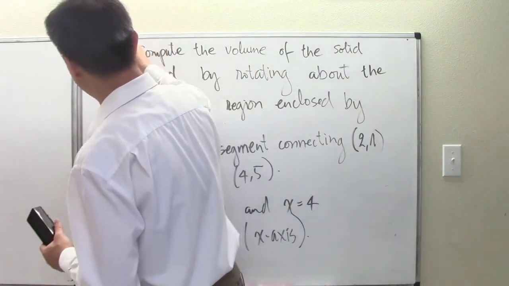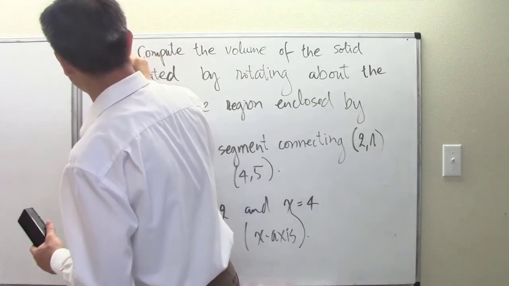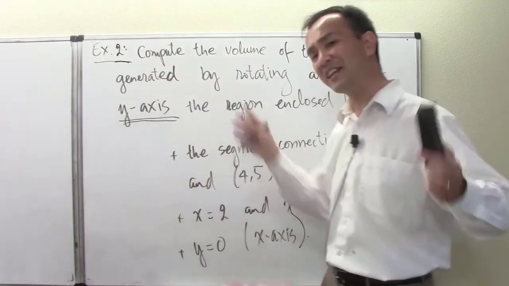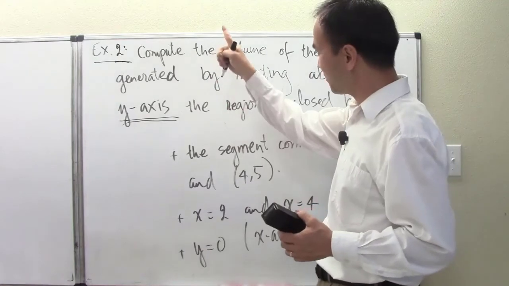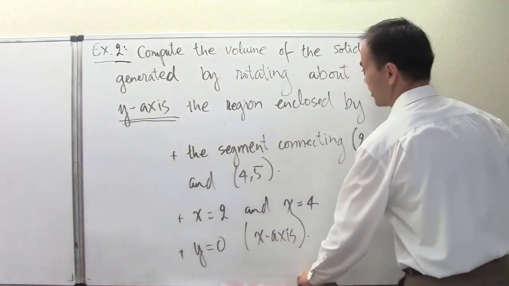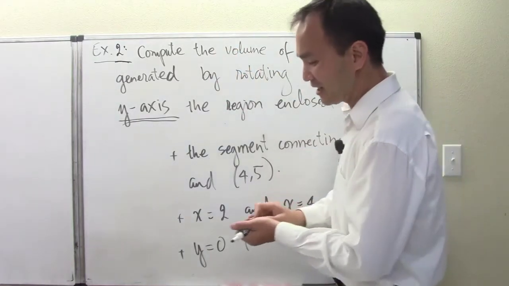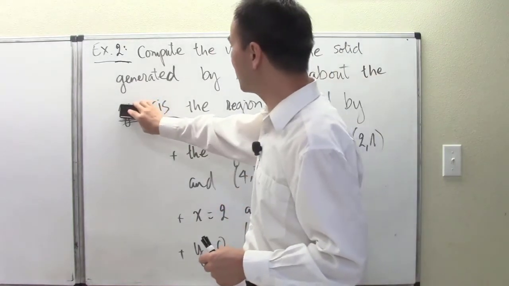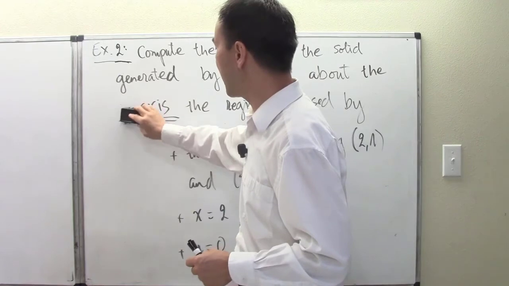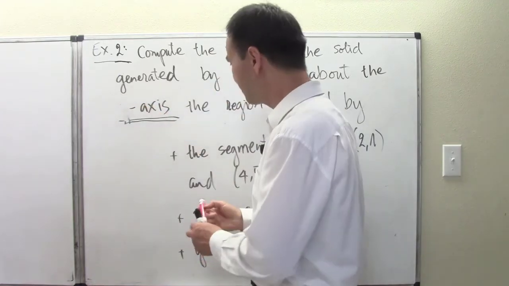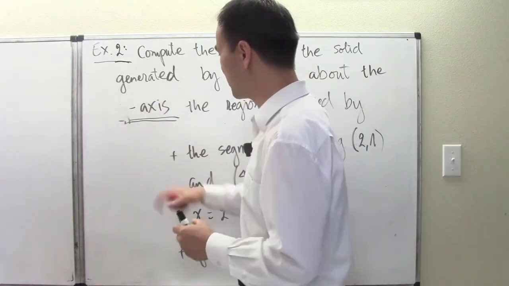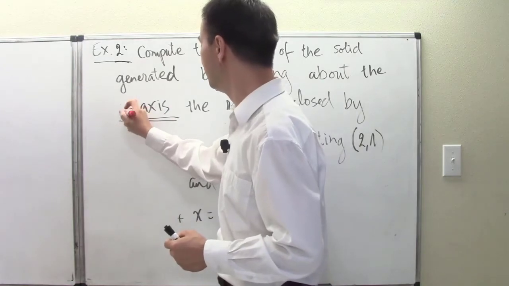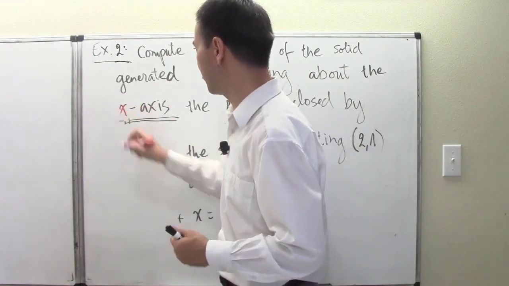It's pretty much the same wording, and so leaving it there also saves me sometimes writing down the problem. So I want to compute the volume of the solid generated by rotating about, this time, I'm no longer rotating around the y-axis, but I'm going to rotate around the x-axis. And so that piece of information now is being altered. Rotation axis changed to a different axis.